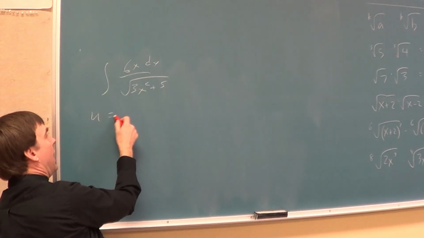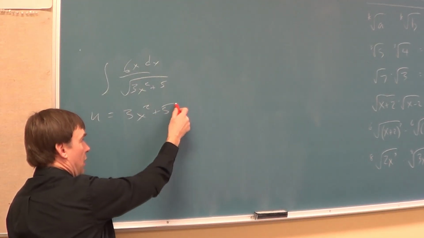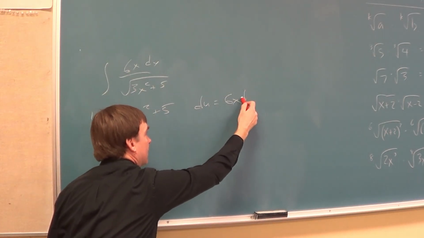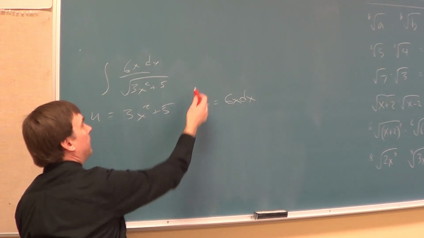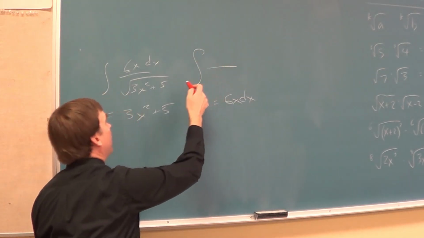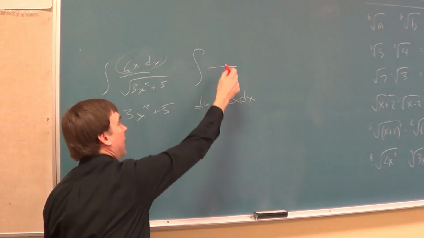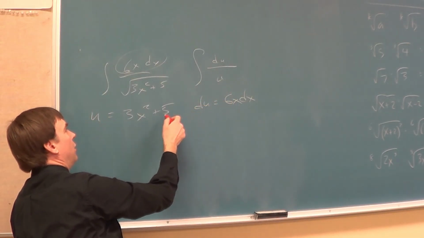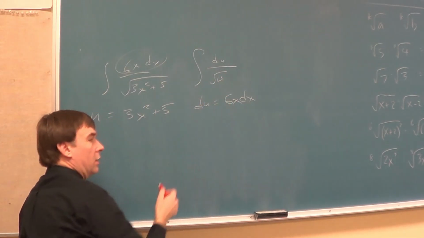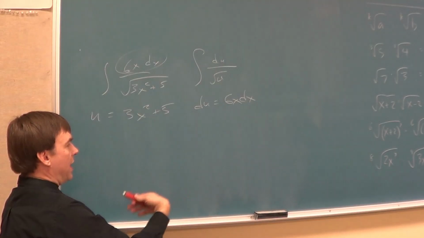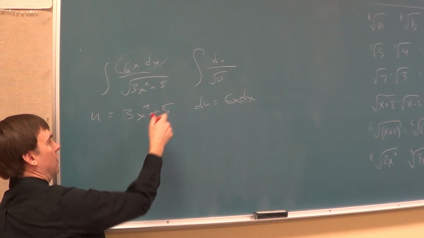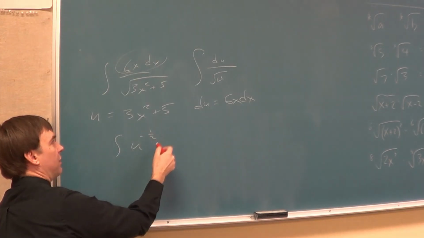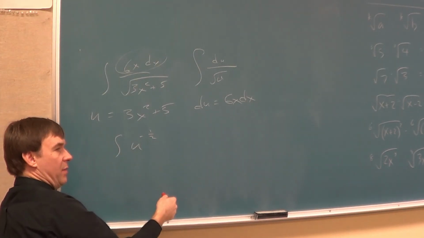So you're good with why I pick U to be 3x squared plus 5. You're good with DU being the 6x dx. It's just the top. So when I rename this, this is DU, and this is U root. Then we act like we're a couple pages back. So to do that, I would retitle that U to a negative half, because negative power on the bottom, half power for root.